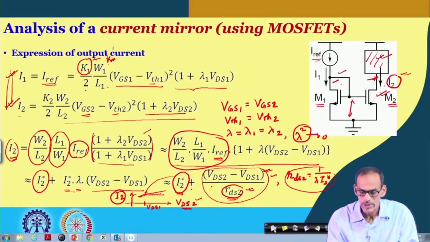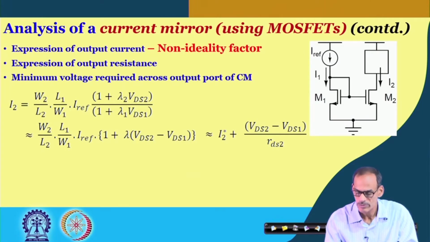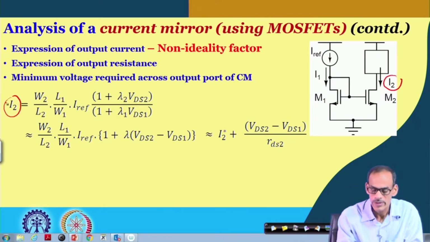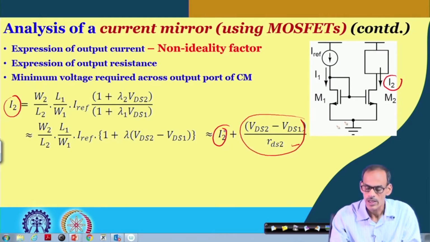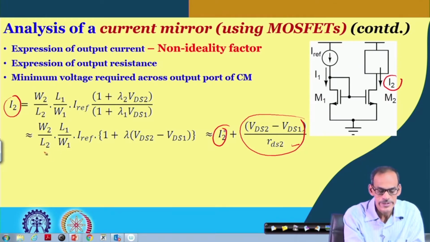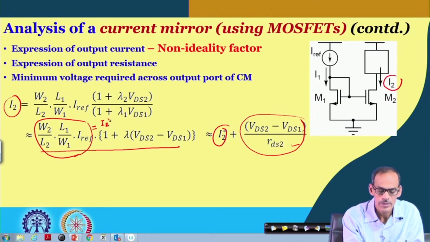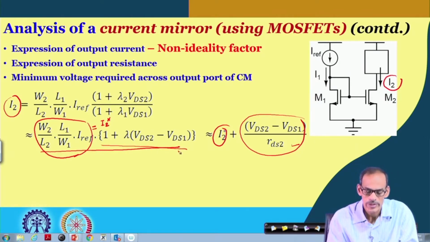So, in summary, what we are saying is that the expression of the application circuit current, or I 2, is given by its nominal value multiplied by 1 plus the additional component which is defined by the RDS. In fact, if you see this expression, this part is the I 2 star. So, this is equal to I 2 star, which is getting multiplied by 1 plus lambda into VDS 2 minus VDS 1.